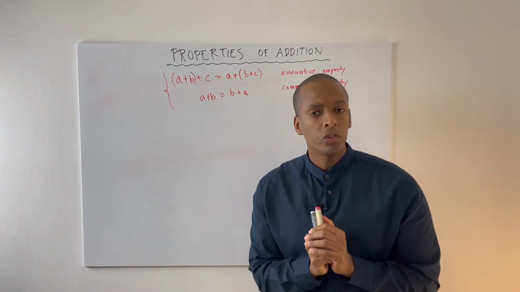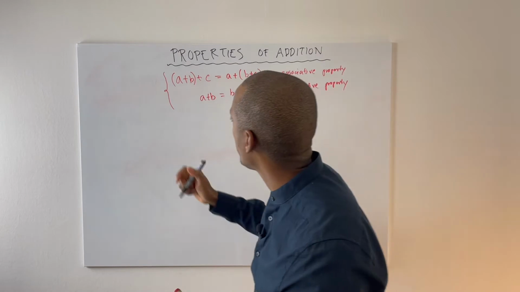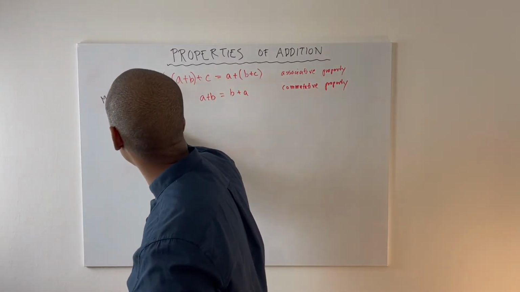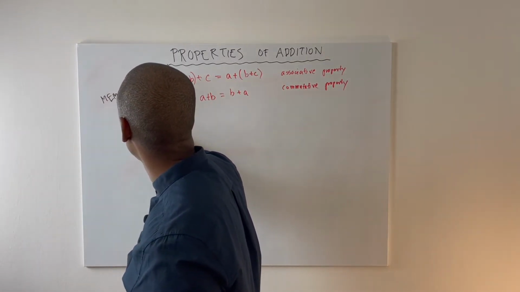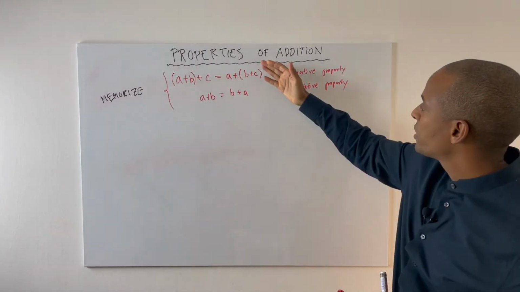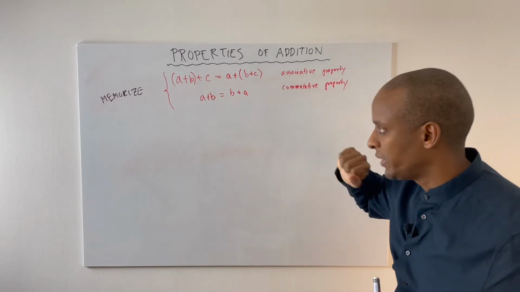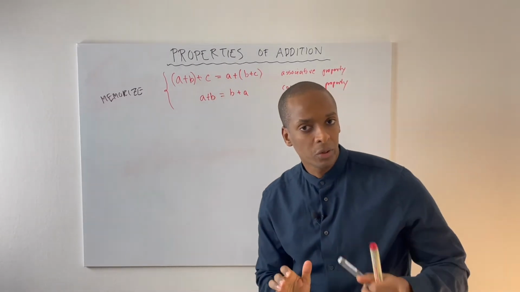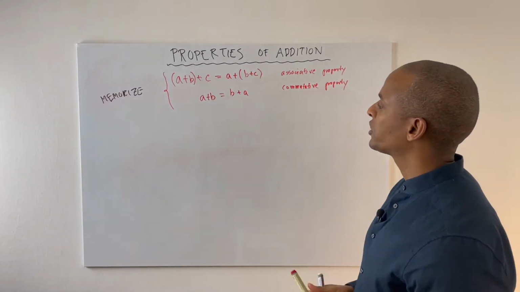So guys, I want you to do me a favor and I want you to memorize this. Memorize these two rules. Okay? The associative and the commutative property of addition. Super important, okay? Now let's do an example.